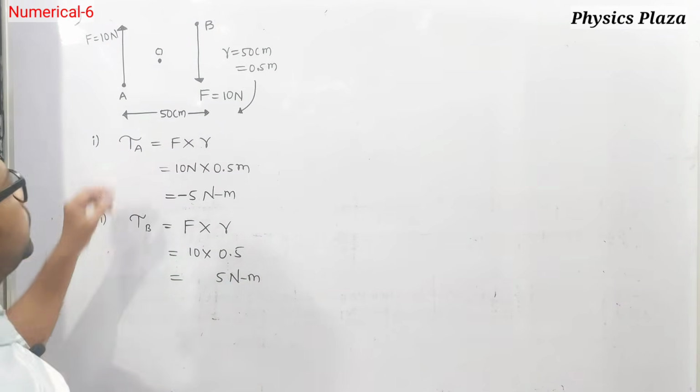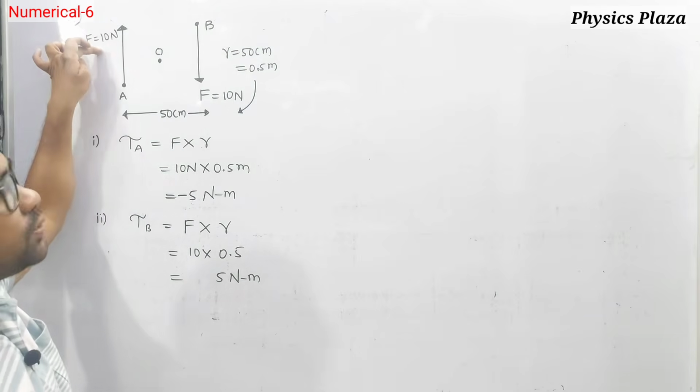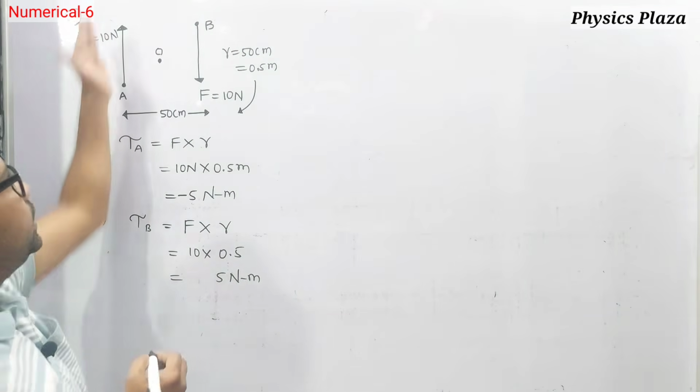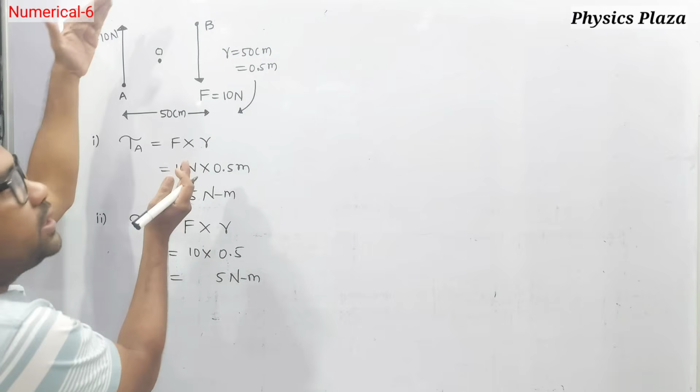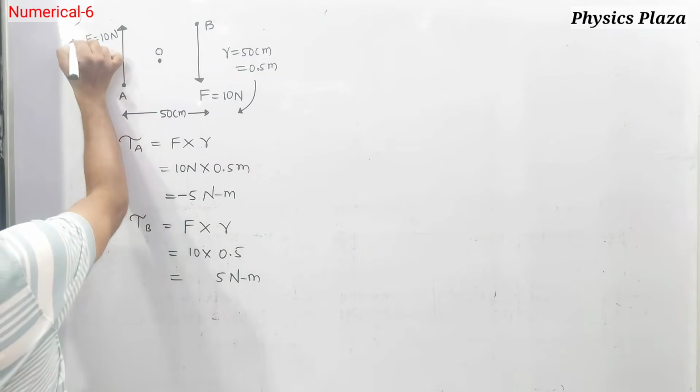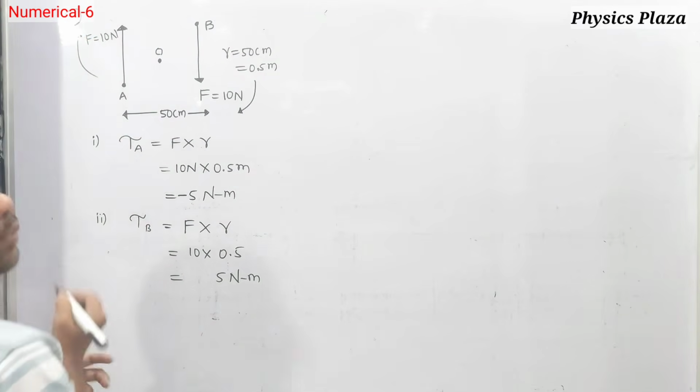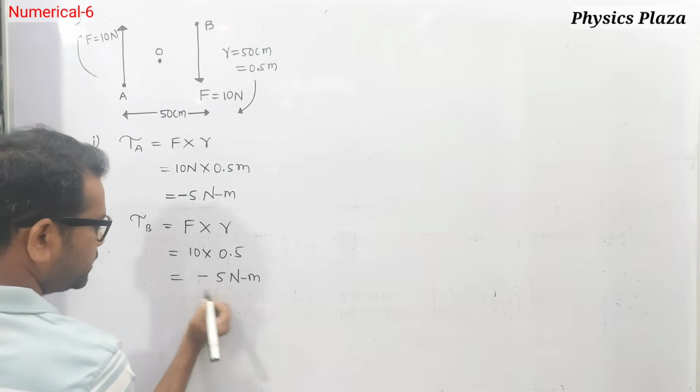Now, let us check about this point B. Will this force produce clockwise or anti-clockwise? It's acting in this direction, so it will try to rotate in this direction only. That is, this force also will produce a clockwise moment. So that is going to be minus.